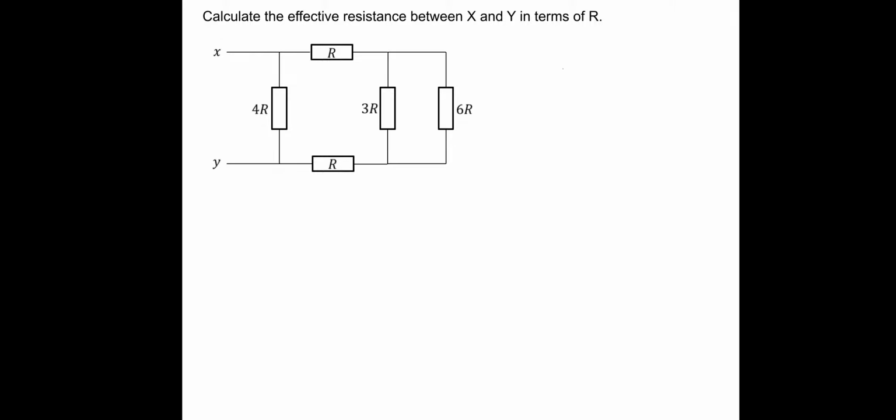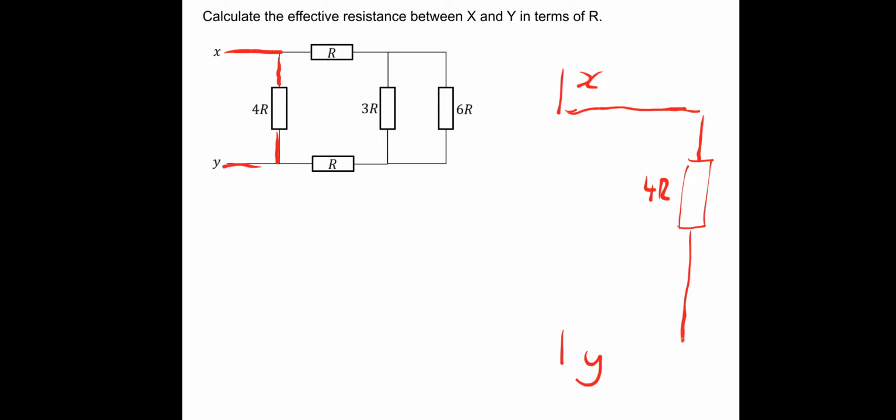So I'm going to put X at the top and Y at the bottom. So from X, we can go this way, go through a 4 ohm resistor, and then straight to Y. So on one side, apologies if this isn't the neatest, through the 4R resistor, straight to Y.